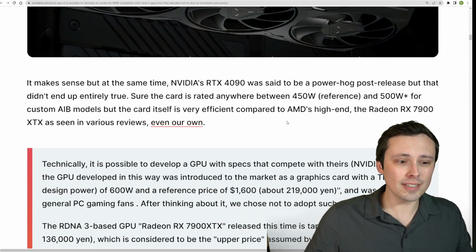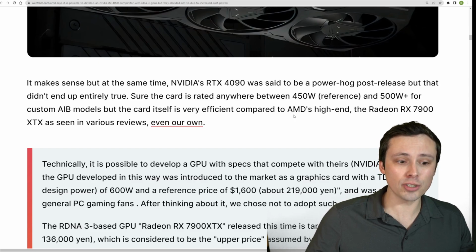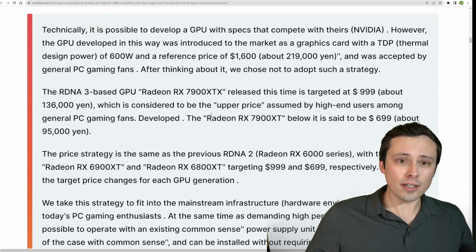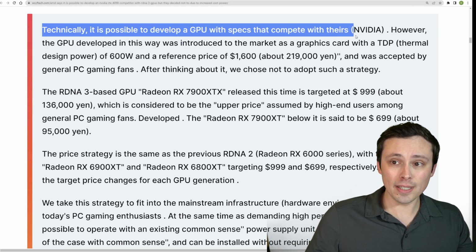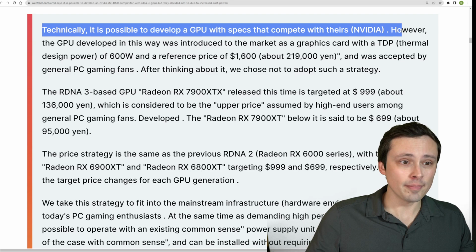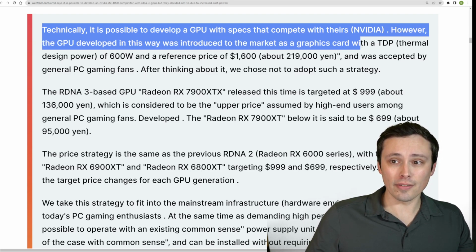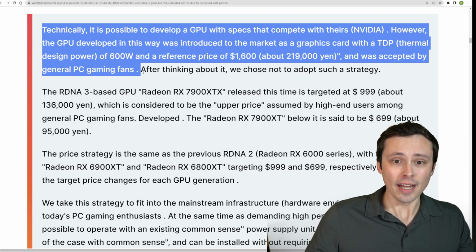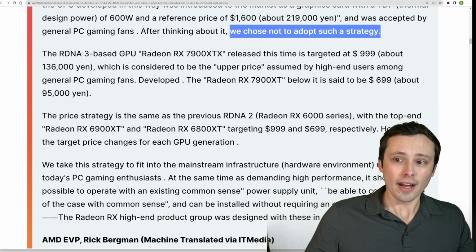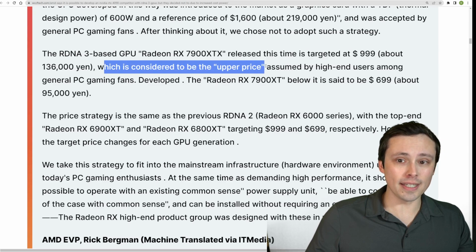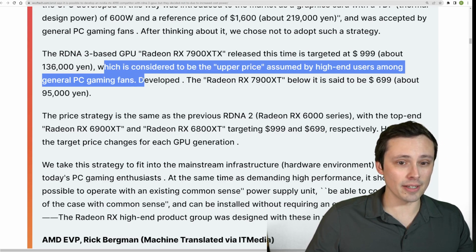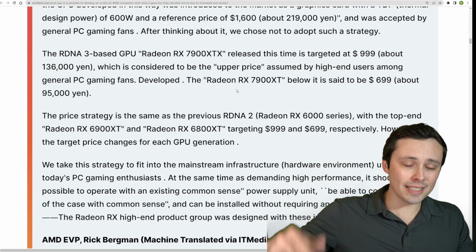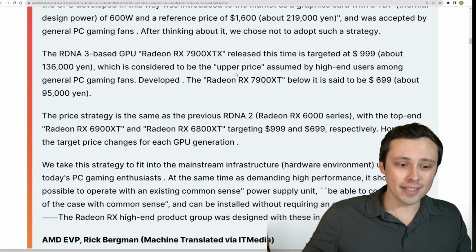Let's just go to their direct quote. This is coming from an interview, reported at WCCFtech.com, but apparently translated from an interview with IT Media. The direct quote is that technically it's possible to develop a GPU with specs that compete with theirs, speaking of the 4090 from NVIDIA. However, the GPU developed in this way was introduced to the market as a graphics card with a TDP of 600 watts and a reference price of $1,600 and was accepted by general PC gaming fans. After thinking about it, we chose not to adopt such a strategy. They're targeting the $1,000 price point, which is considered to be the upper price assumed by high-end users among general PC gaming fans. They're basically saying that general PC gaming fans consider $1,000 an upper limit of what's reasonable, and they wanted to target that price point.